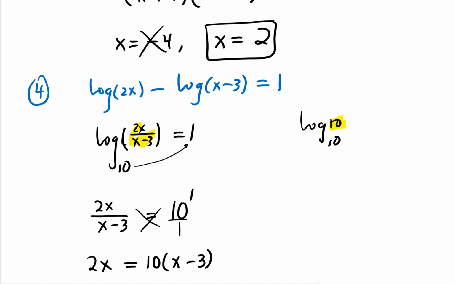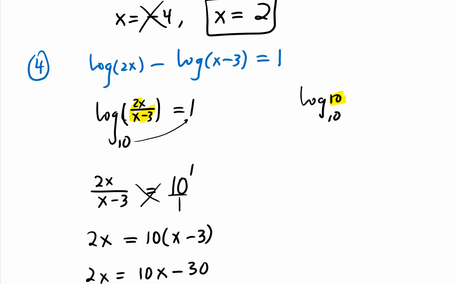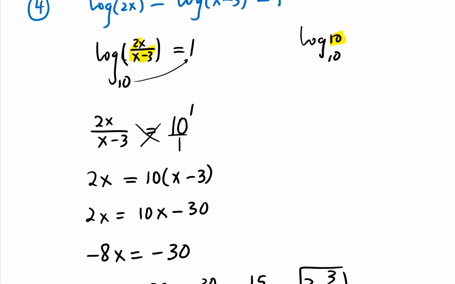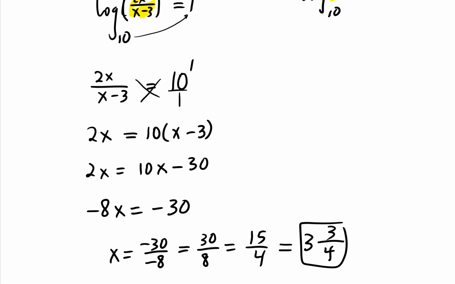We'll cross multiply: 2x equals 10 times x minus 3. Distribute the 10 in, subtract 10 on both sides, and divide. And that will give us what we need. And if you test it out, it should work.